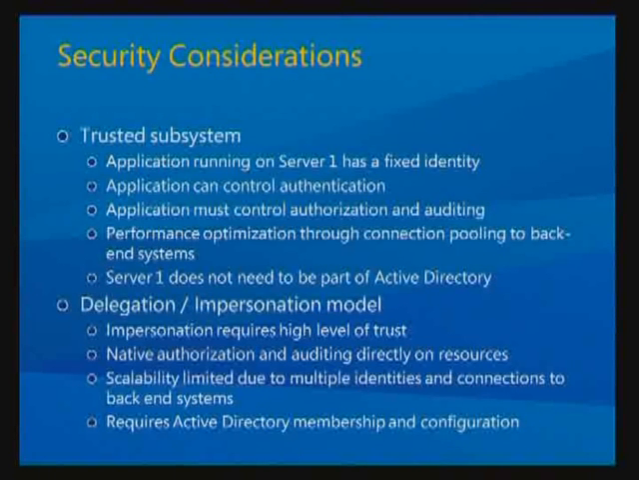If we're impersonating, then we've got native authorization. So we hit the file system, we can use the NTFS file system permissioning, and we've got native auditing in there as well. Scalability, all right? We've got scalability in terms of the delegation and impersonation model. You have problems with that because you're building multiple connections to your back end rather than your connection pooling. And you require Active Directory membership and configuration. So we need to be a member of the Active Directory to actually handle delegation. So our front-end server will need to have that. So servers must be members of the Active Directory.